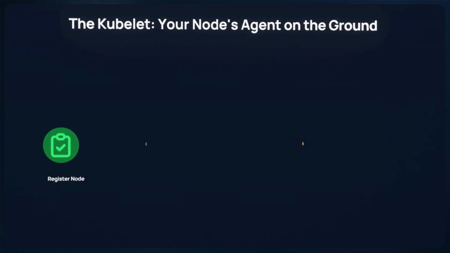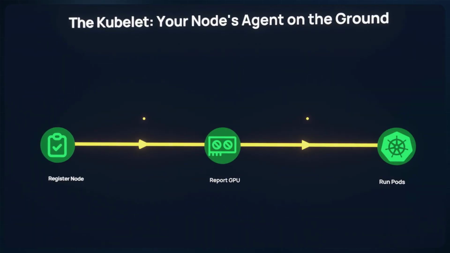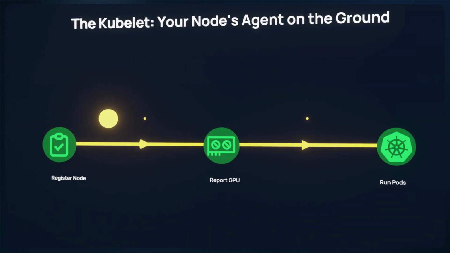Down on each worker node runs a small but crucial agent called the Kubelet. When my gaming rig joined the cluster, the Kubelet introduced it to the control plane. It reported the machine's processors, its memory, and its graphics cards. From then on, the Kubelet is the local foreman. When the scheduler assigns a container to this node, the Kubelet pulls the image and starts it. It watches the health and reports back to the API server. The brain decides; the Kubelet on each node does.